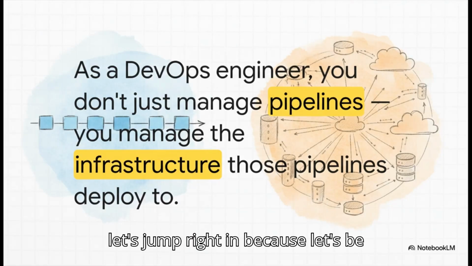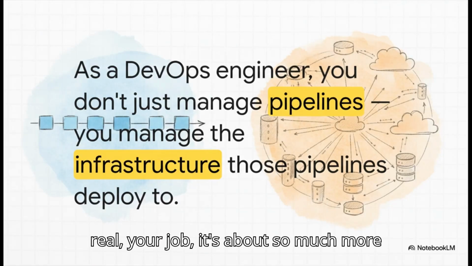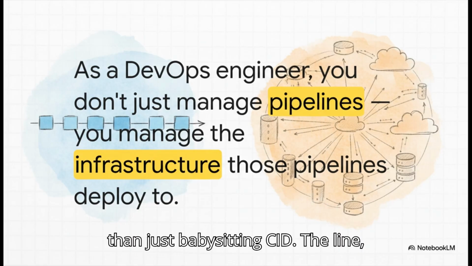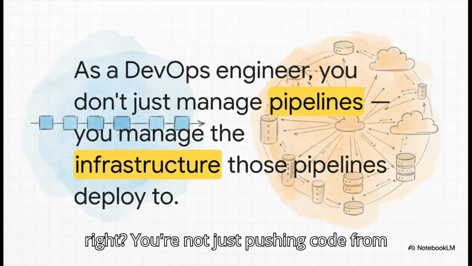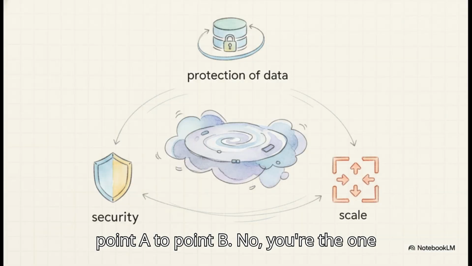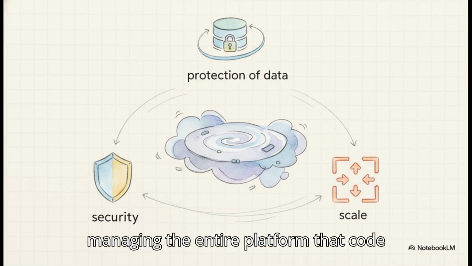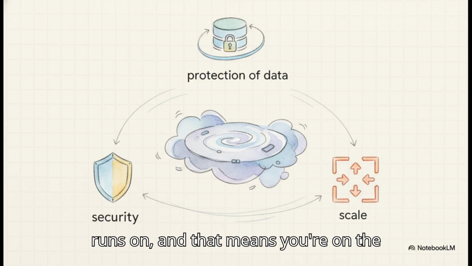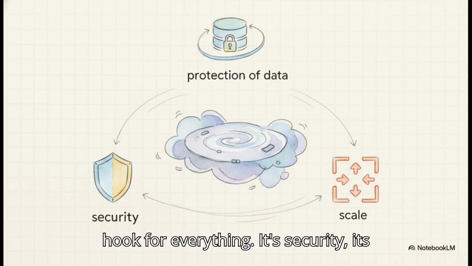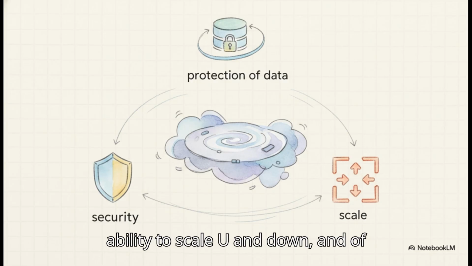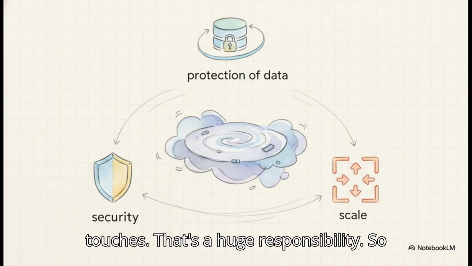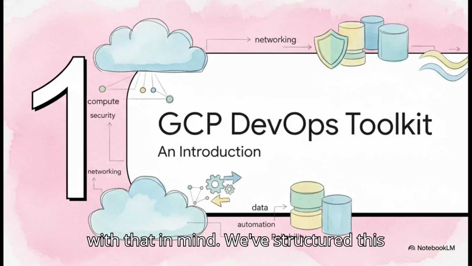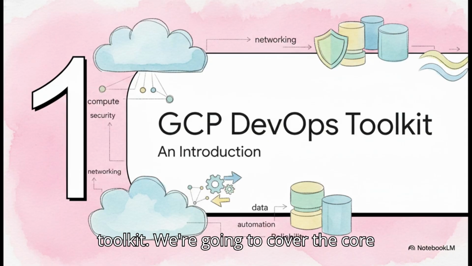Because let's be real, your job is about so much more than just babysitting a CI/CD pipeline, right? You're not just pushing code from point A to point B. No, you're the one managing the entire platform that code runs on. And that means you're on the hook for everything: its security, its ability to scale up and down, and of course, protecting all the data it touches. That's a huge responsibility. So with that in mind, we've structured this whole explainer as your essential GCP toolkit.